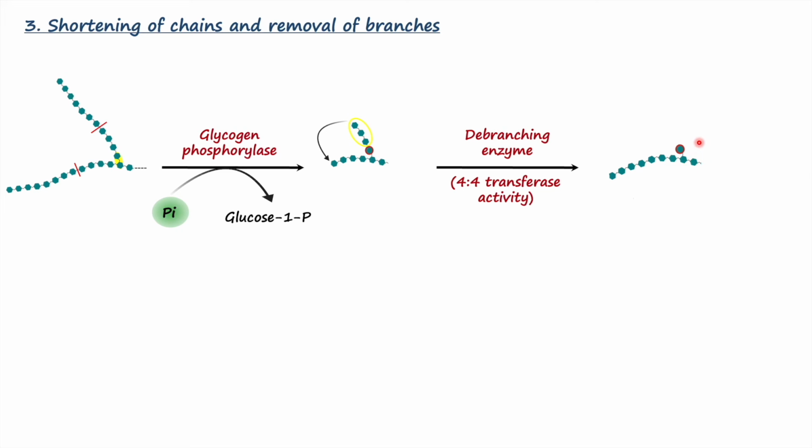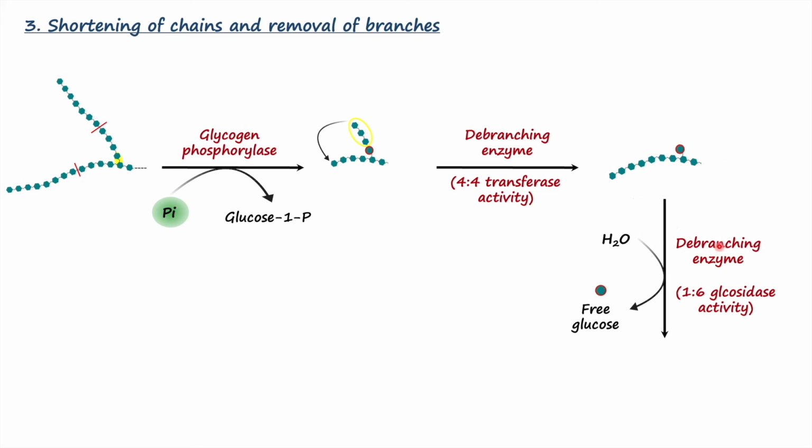The next step is to remove or release the single glucose residue which is left on the glycogen chain, and that is catalyzed by the glucosidase activity of debranching enzyme. The enzyme hydrolyzes this single glucose residue and releases it in the form of free glucose, and the resulting structure is one single glycogen chain. So the cycle continues, as I mentioned, until the glycogen is completely degraded or broken down.